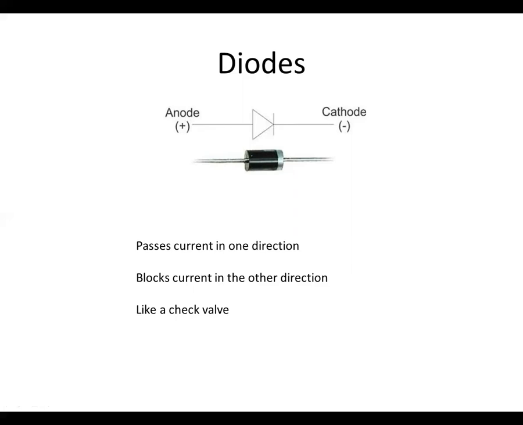For germanium diodes, it's about 0.3 volts. For silicon diodes, it's about 0.7. We'll get into that possibly at some other point. But it passes current in one direction, blocks it in the other, and it's kind of like a check valve.